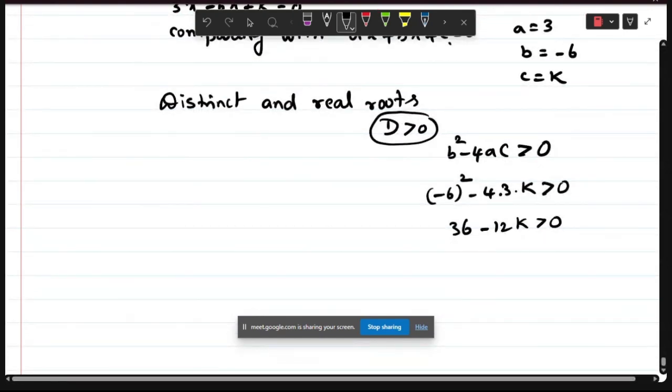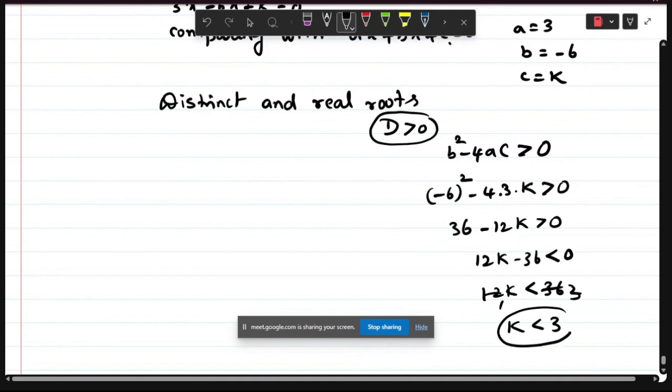Yes or no? Yes, sir. Minus is applicable, so minus common means what happened? 12k minus 36 less than 0 only. So 12k is less than 36. 12 ones are 12, 12 threes are 36. So k less than 3. This is the answer.